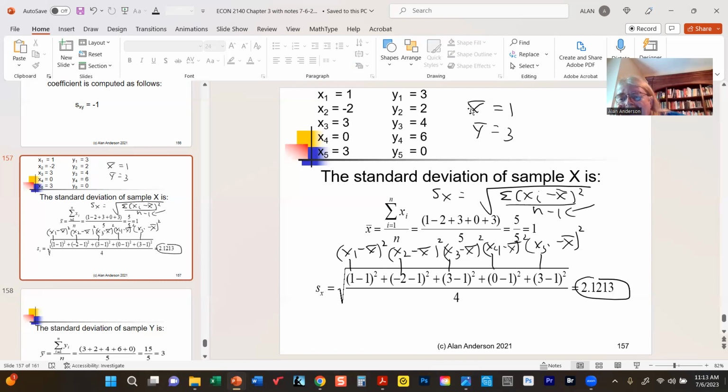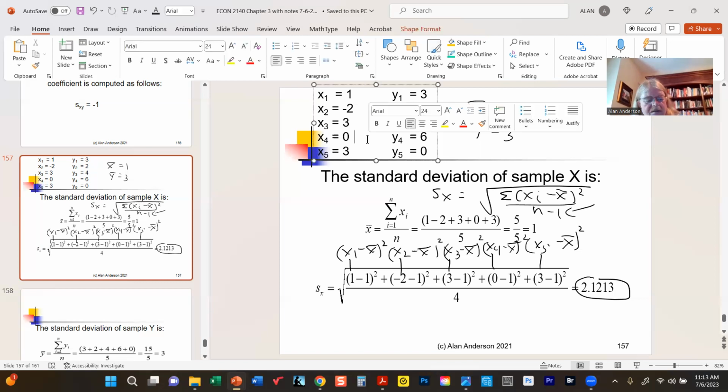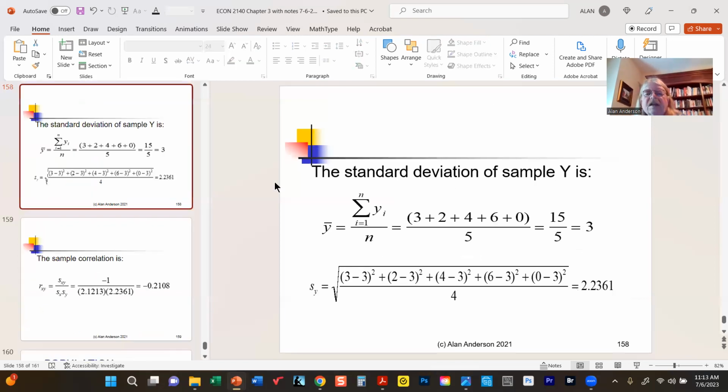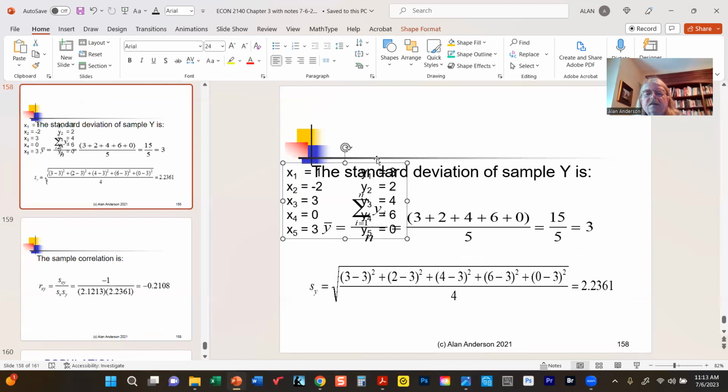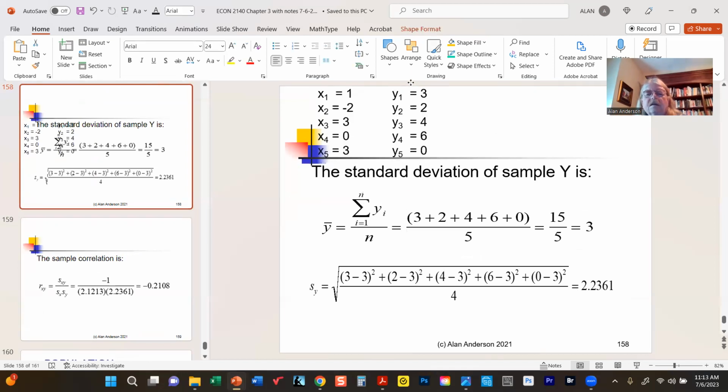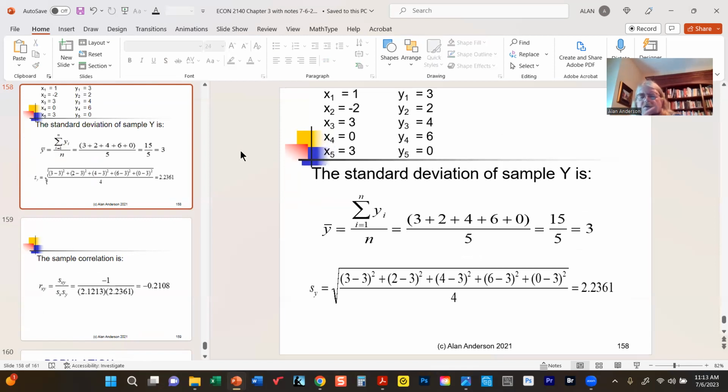And when you're done, by the way, don't forget to take the square root. It's an easy mistake to make. Now for the Y's, of course, it's the same exact procedure. And so you run through all the Y's. And here's a reminder that Y bar is 3.